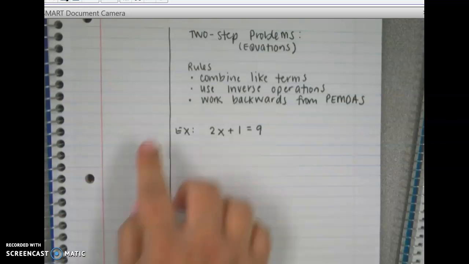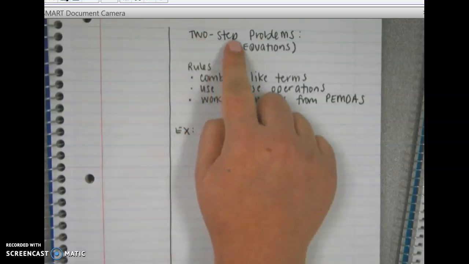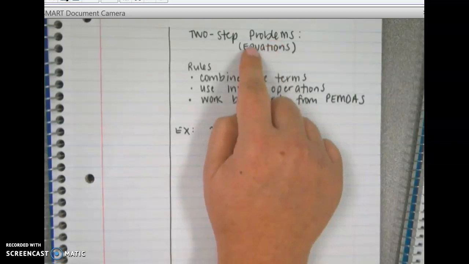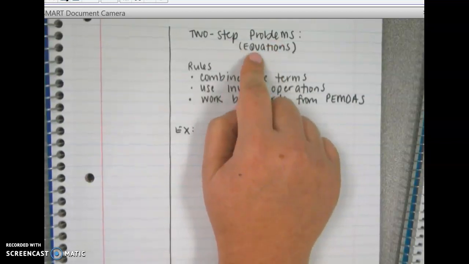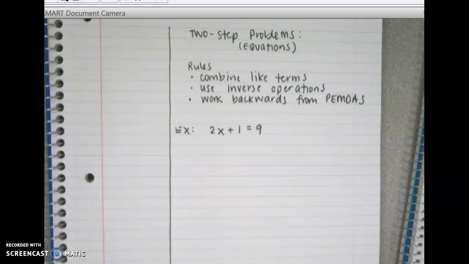Hey guys, this video is going to go over two-step equations, and I accidentally wrote problems, so write down whatever you want to write. But two-step equations, and so if you want to pause the video here and just go ahead and copy down what you see, and then I can go over it so you're not having to multitask.